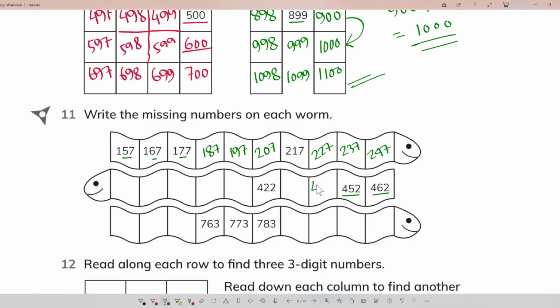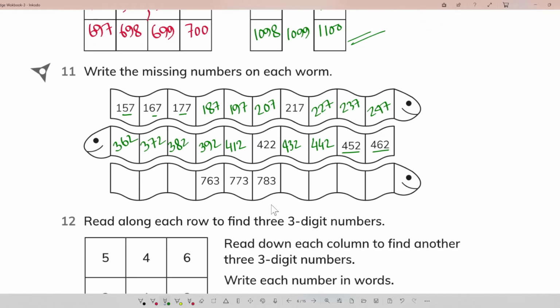Okay, so here is 462, here is 452. So naturally here is 442, and here 432, and here is 422. So here should be 412, here is 392, here is 382, and here is 372, and finally here is 362. Just increase or decrease 10.